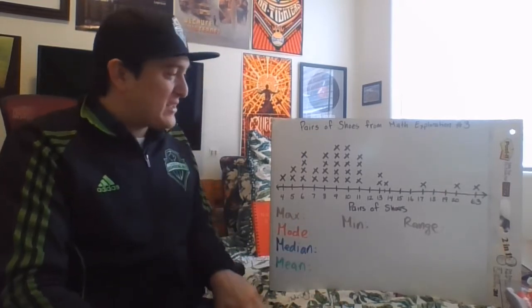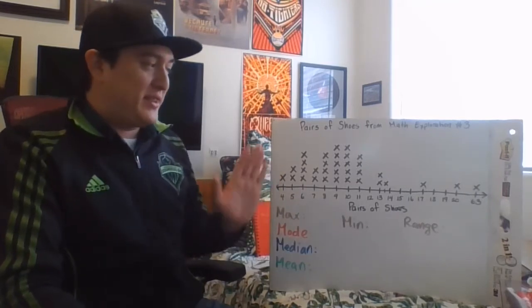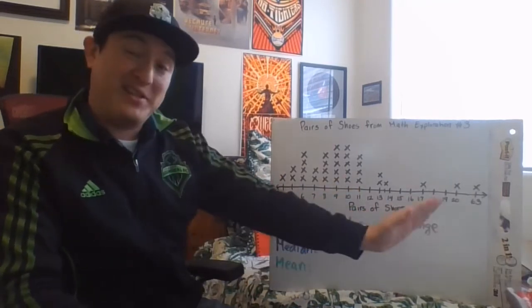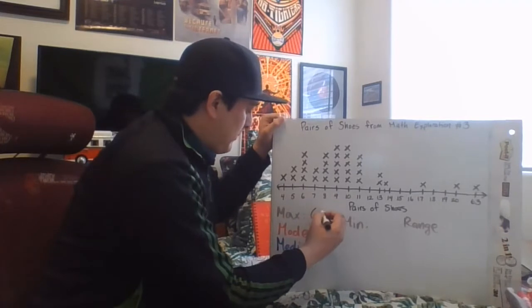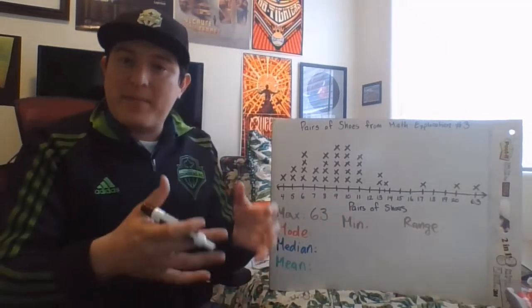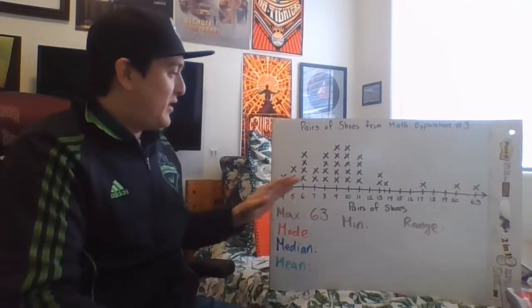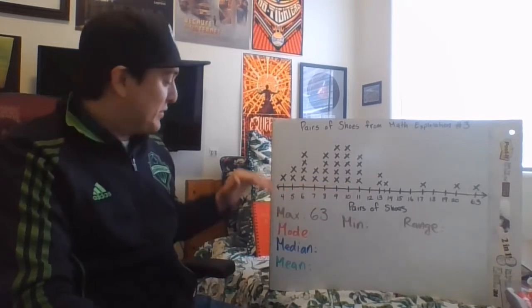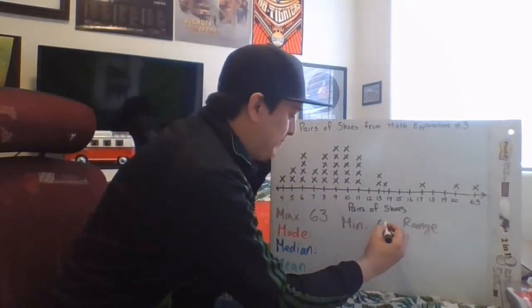And so maximum in our line plot is the biggest data point. And so the biggest one is 63. And the minimum is the minimum number of pairs of shoes. And so the lowest number of pairs of shoes that somebody had was 4. And so that is our minimum.